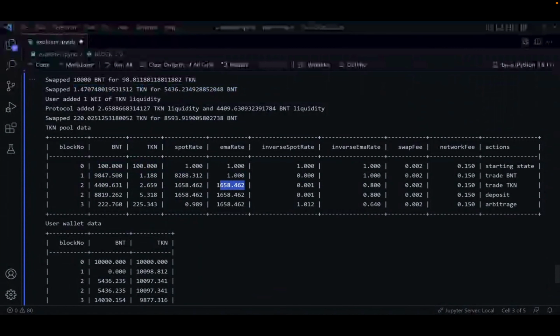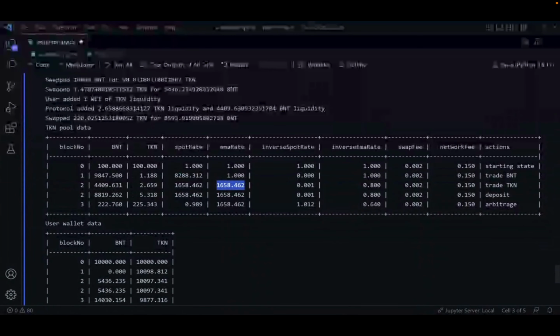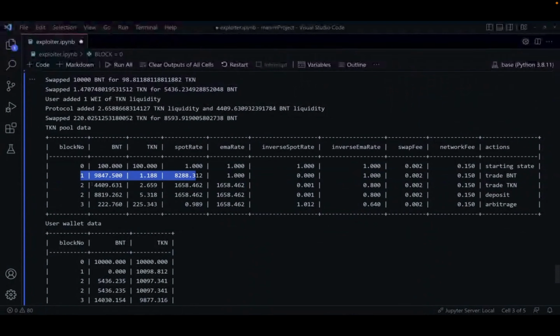But when the EMA does change on the next block when I trade, I'm going to trade the spot rate back down to wherever the EMA rate is going to be. Right? This is exactly how you would perform that exploit. And so if they control both the first and second block, then they're able to do this.